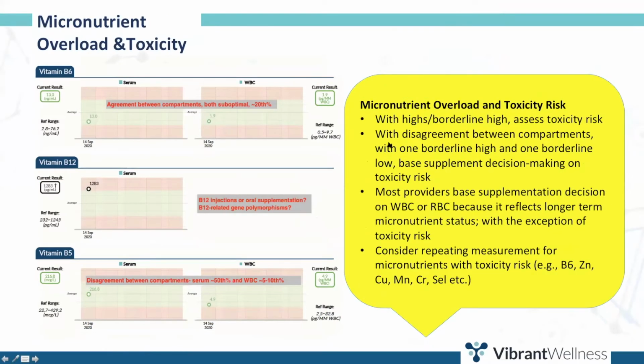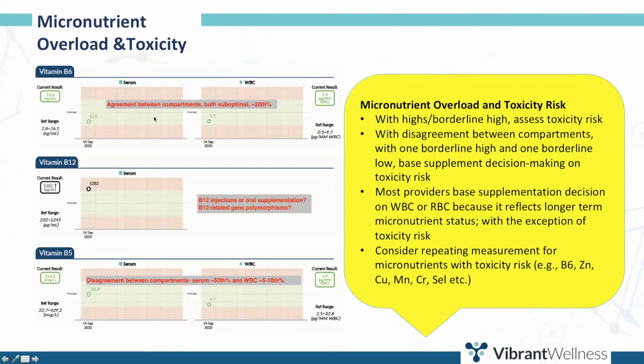And when we consider micronutrient overload and toxicity, you will definitely see patterns where very often you've got agreement between both compartments. So like here for vitamin B6, you've got agreement, both serum and white blood cell are suboptimal. It's around the 20th percentile or a little less.